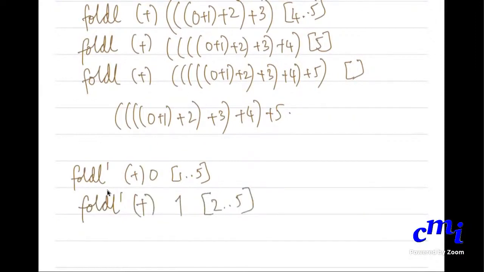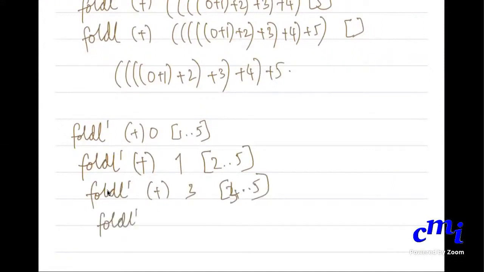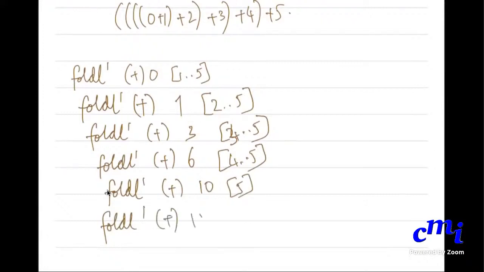When you make the next call, you will again first evaluate f of vx. V now is 1, x is 2, so you will actually evaluate it. So it will become fold L prime of plus 3, 4 dot dot 5. Right, 3 dot dot 5. Then it will become fold L prime of plus of 6, 4 dot dot 5. Then that will be fold L prime of plus of 10, 5, which will be fold L prime of plus of 15 empty list, which will just be 15.